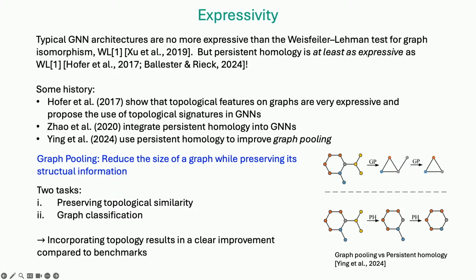The idea here is that you want to reduce the size of a graph while preserving its structural information, and the way that I see it, persistent homology is really the tool for that. It's this idea of looking at your loops, but in terms of stable representations of your loops, and this works pretty well. This was a recent paper from NeurIPS last year that incorporates topology into this, and so that works quite well.